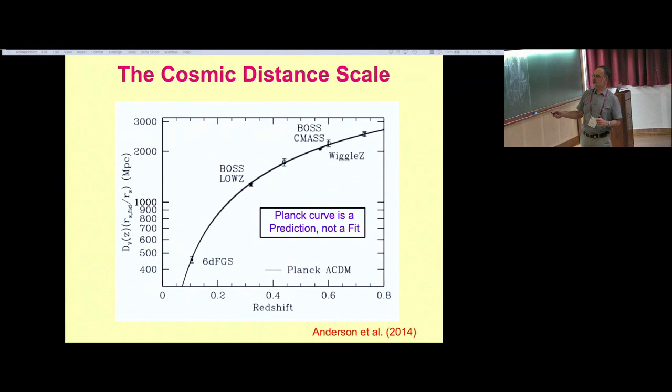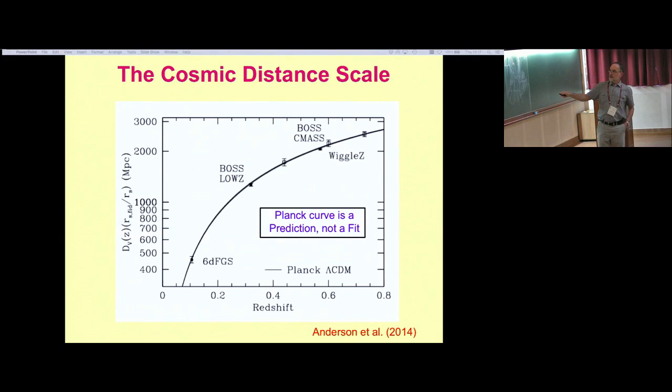Now, look closely here, you'll see there's a r_s over r_s term. What is that? That's saying that you get an absolute distance, provided you're prepared to say that you know in advance the absolute value of the acoustic scale. So you have to buy into the full ΛCDM model, which you could choose not to do. You could say that the acoustic scale that we see in the BAO signature from galaxy clustering is an empirical length scale. You don't have to ask physically where it comes from. But then you'd lose the absolute calibration of these distances.